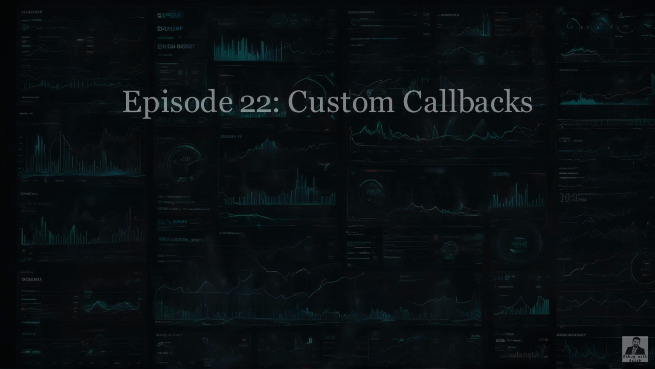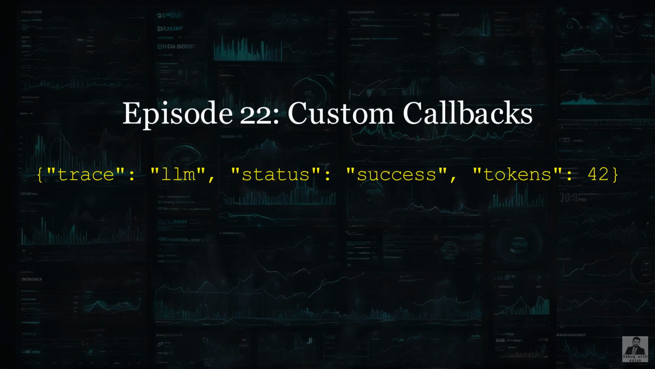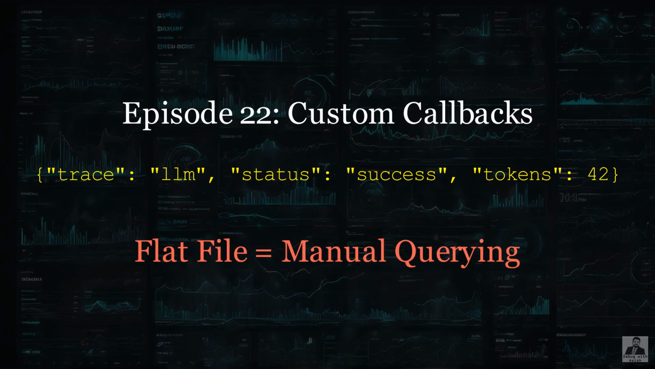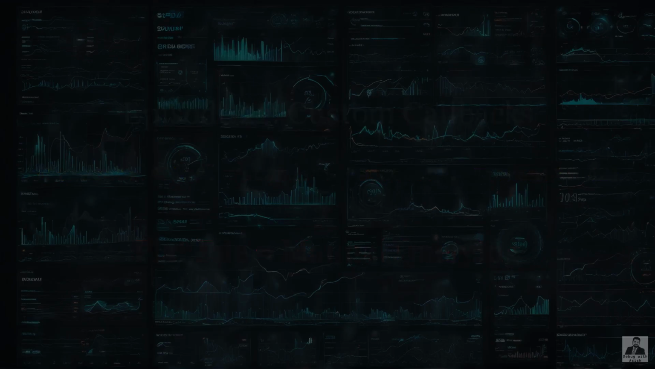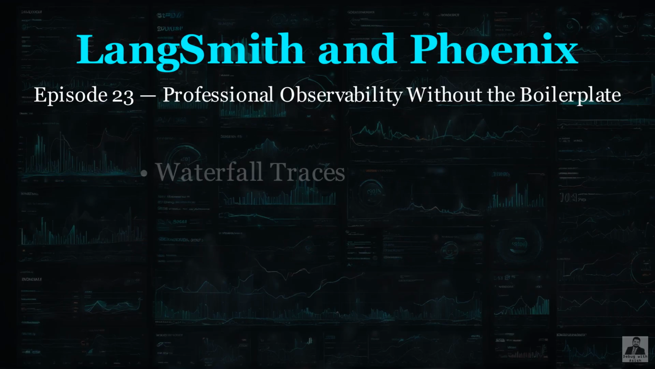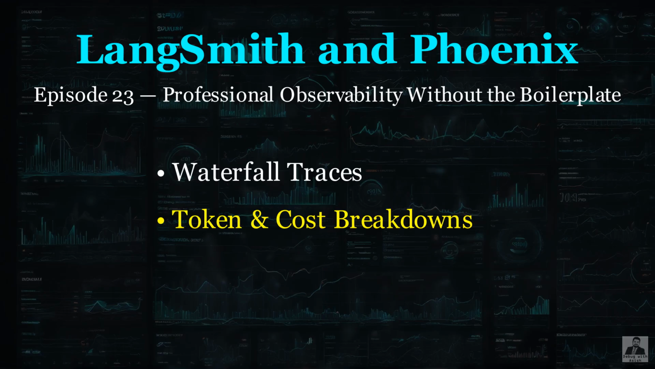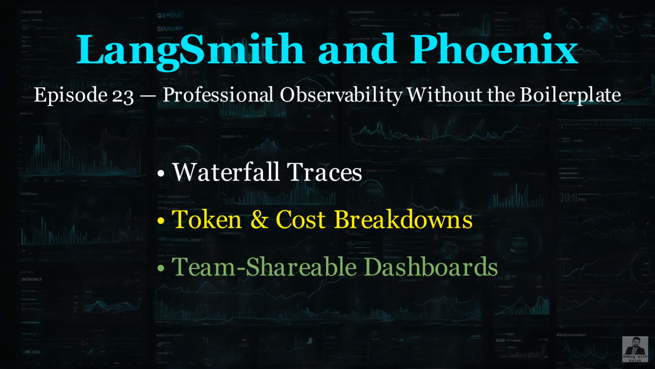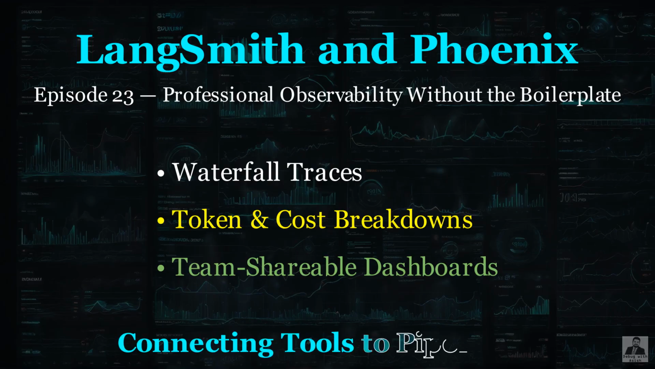In episode 22, we built a custom callback handler and wrote JSON-L logs. That works, but it gives you a flat file you have to query manually. LangSmith and Arize Phoenix replace that with a visual interface showing every trace as a waterfall diagram, automatic token and cost breakdowns, and team-shareable dashboards. In this episode, we connect both tools to the pipeline and explore what they give us.